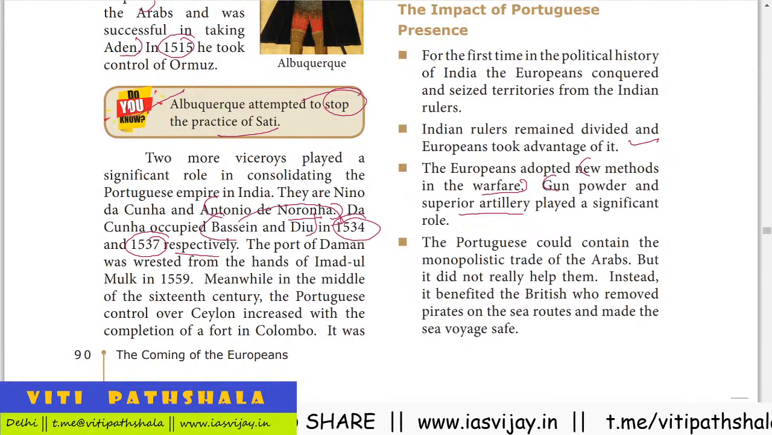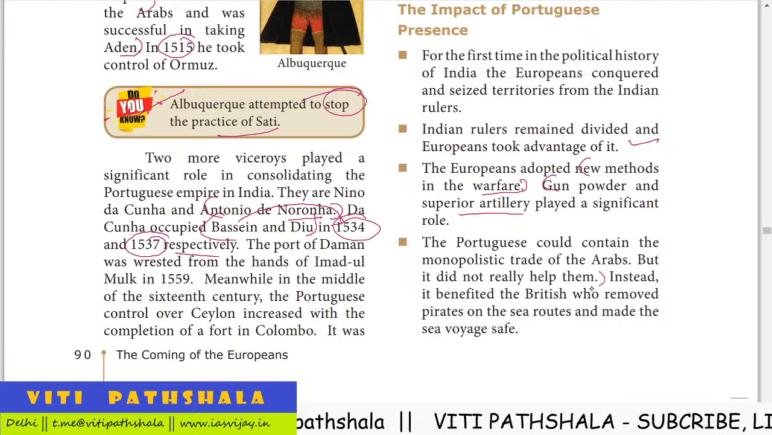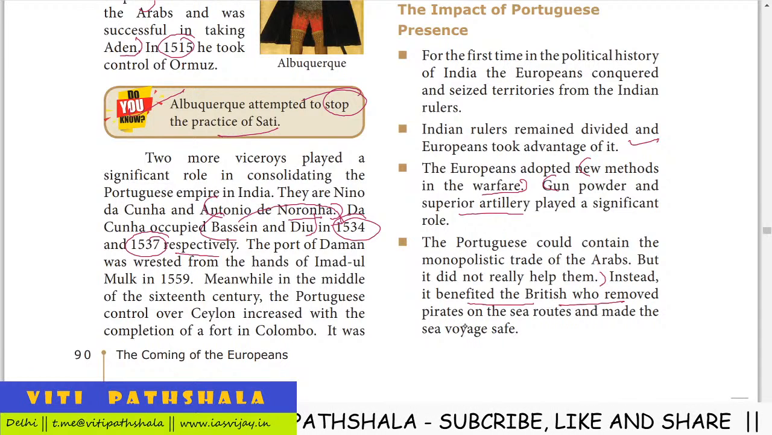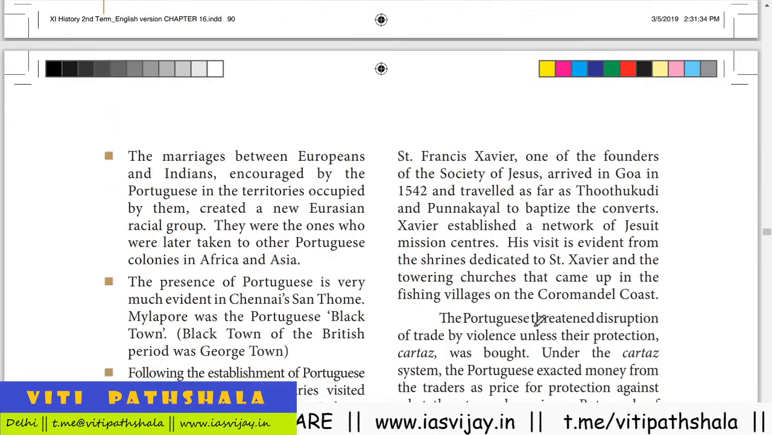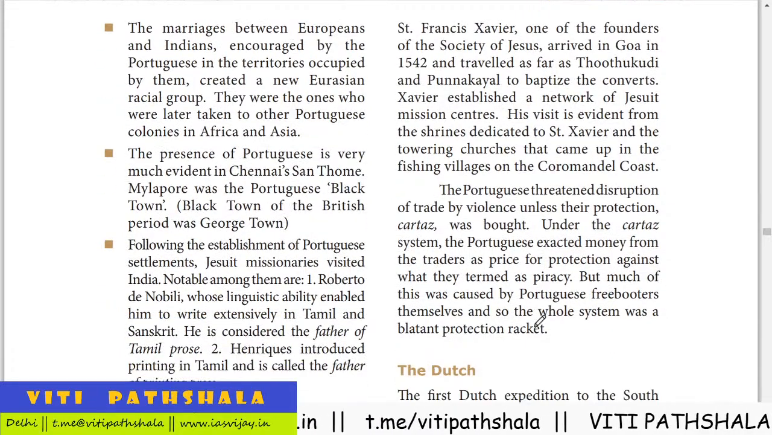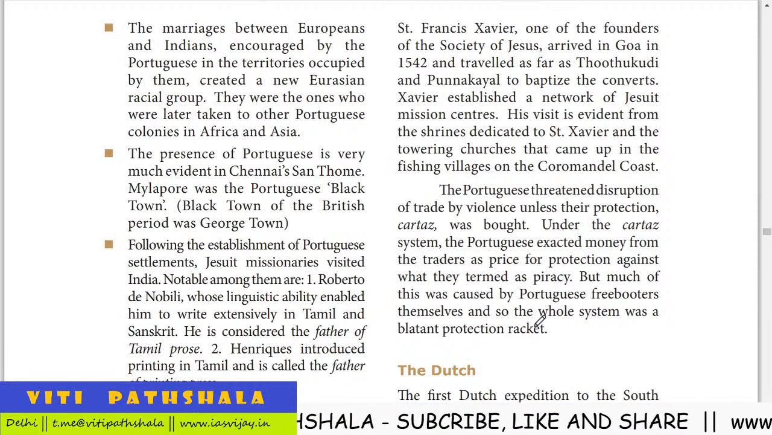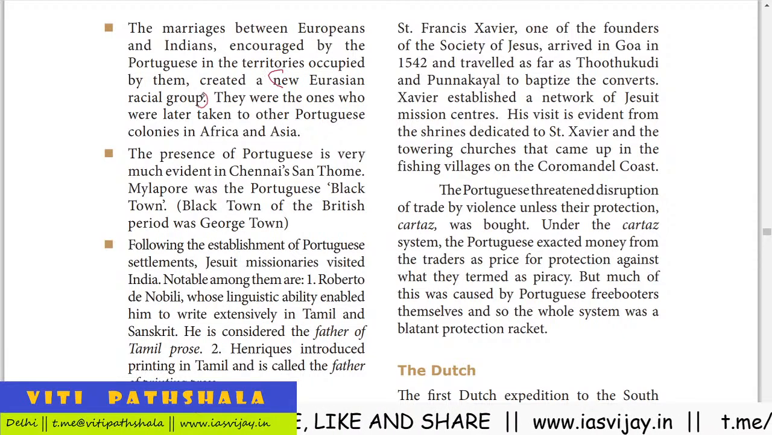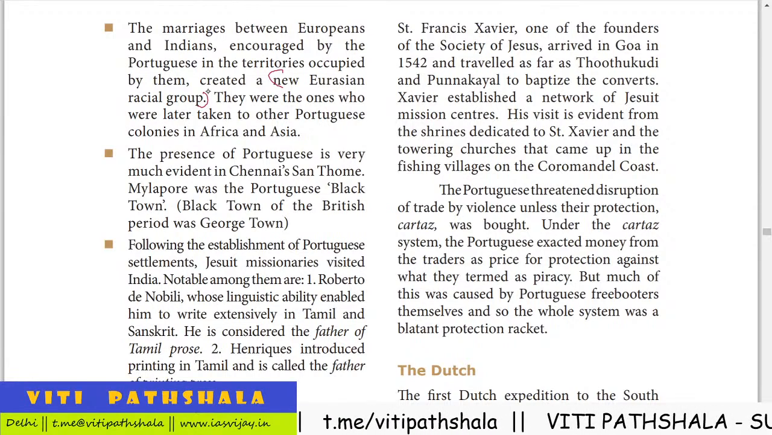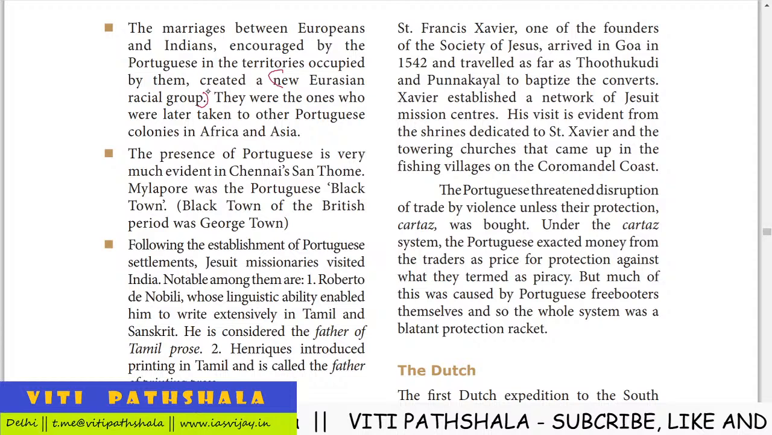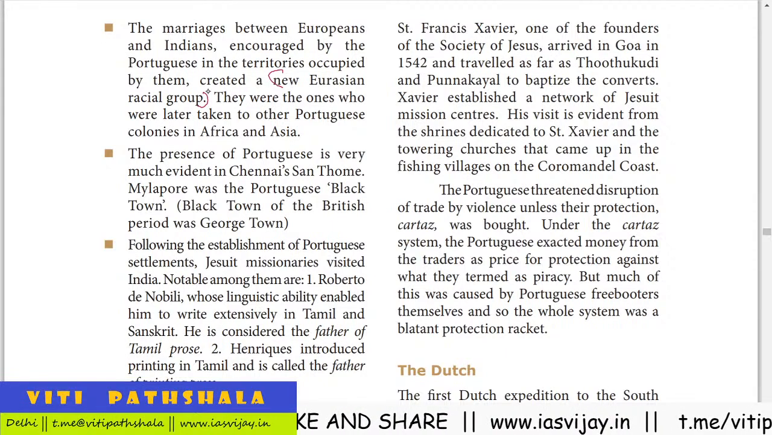Now, the Portuguese could contain the monopolistic trade of the Arabs, but it did not really help them. Instead, it benefited the British, who removed the pirates on the sea routes and made the sea voyage safe. The marriages between the Europeans and the Indians, encouraged by the Portuguese in the territories occupied by them, created a new Eurasian racial group. Now, they were the ones who were later taken to other Portuguese colonies in Africa and Asia.